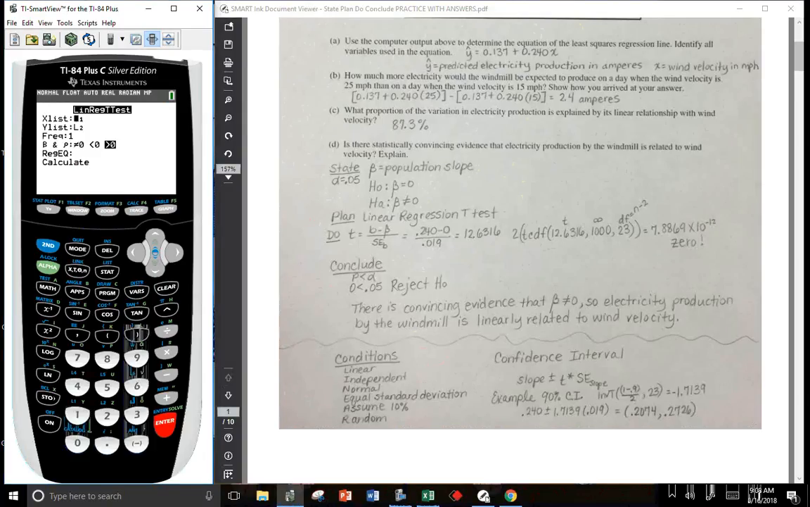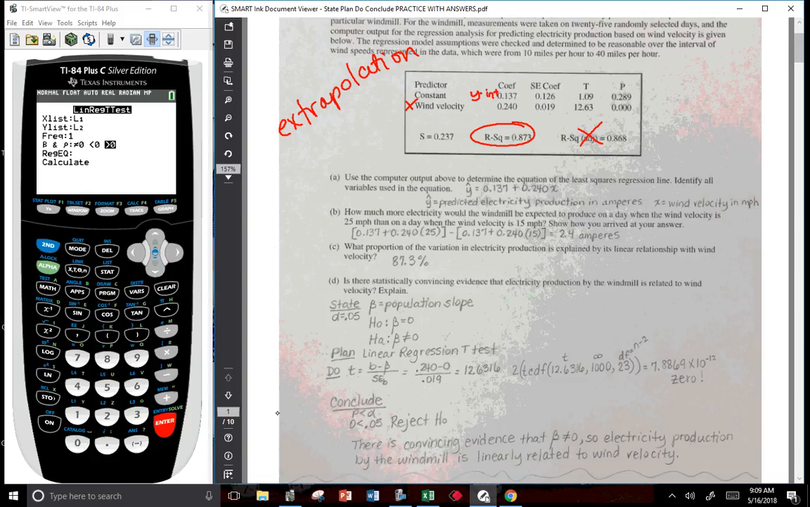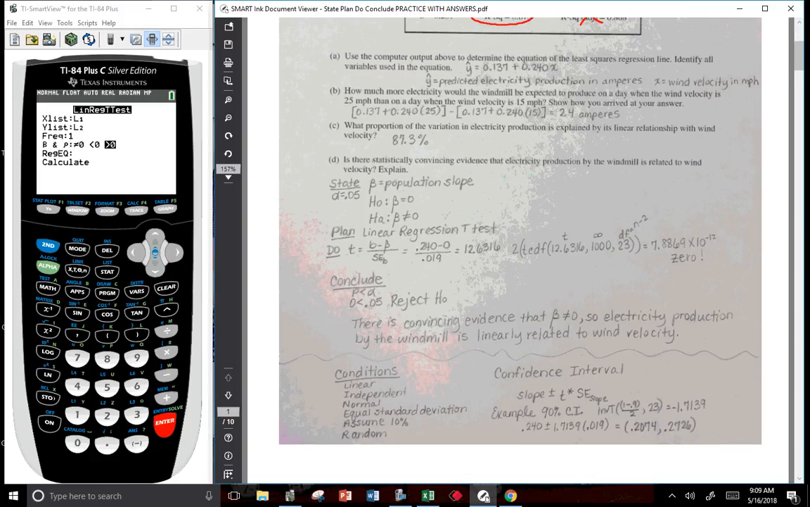Okay, so for my plan, you know that we have to do conditions, right? We need to name the test. We need to do the conditions. I didn't do that because up here in the scenario, it said that assumptions were checked and determined to be reasonable. If they say something like that, you can just say conditions were checked and reasonable and move on. You don't have to then prove them. Had they not said that, I would have done what we started calling linear. Remember in the book, it was LINER. So linear, independent, normal, equal standard deviations. We put in the A as a class.